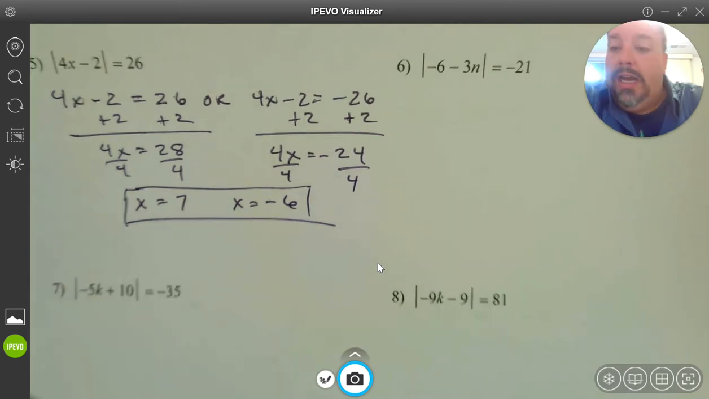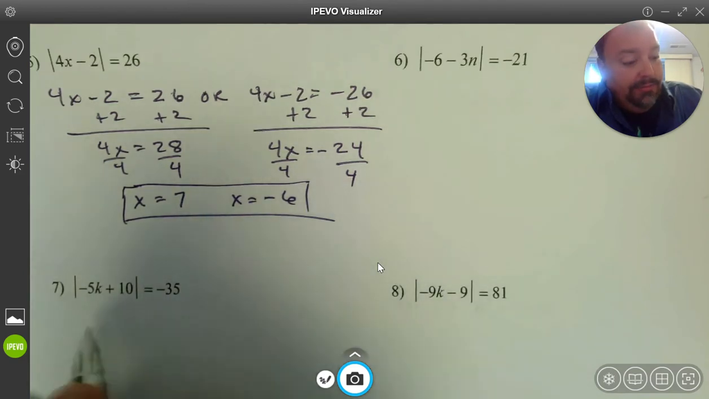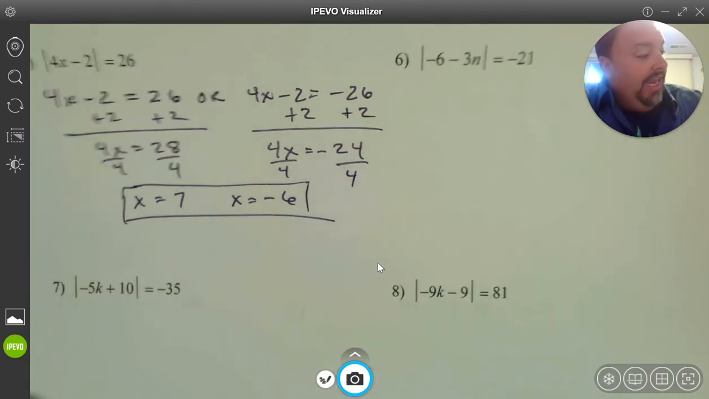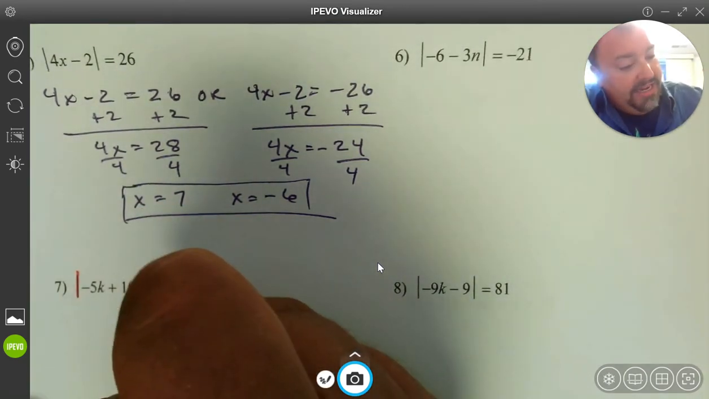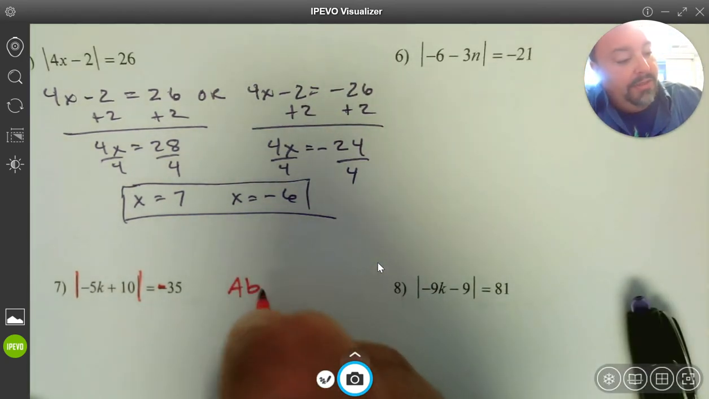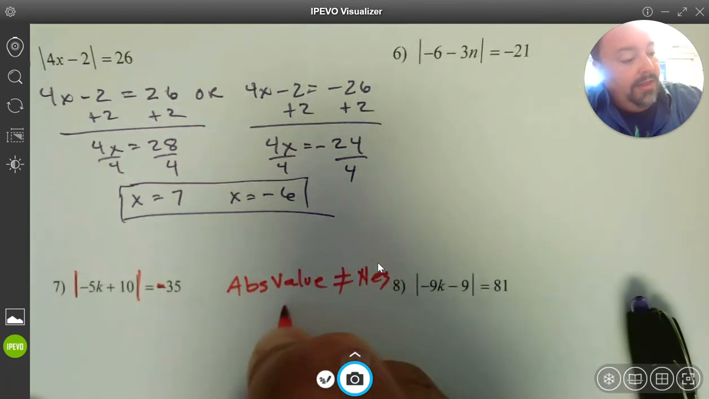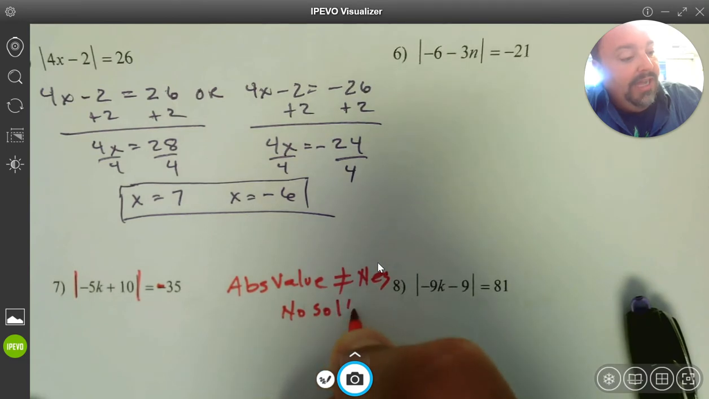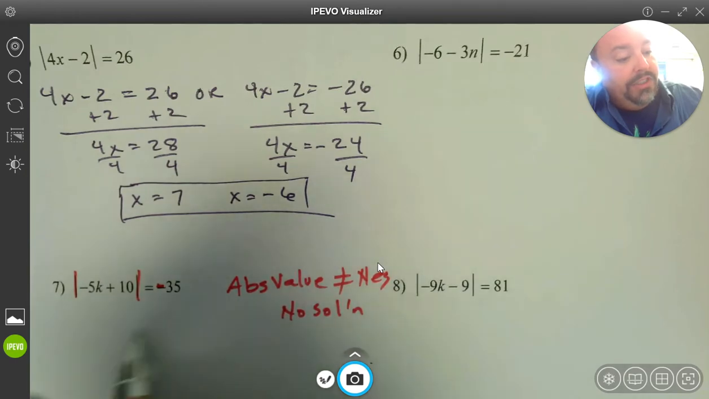Number 7, the absolute value is isolated. Now you could set up our two equations, but if you notice here, we have absolute value all by itself, but what do we have on the right side? We have a negative. So I usually just tell my students, if you see absolute value equals a negative, you can stop right there because absolute value cannot equal a negative. That means we would have no solution. Absolute value is distance. Distance can't be negative. So you could just stop right there and write no solution.